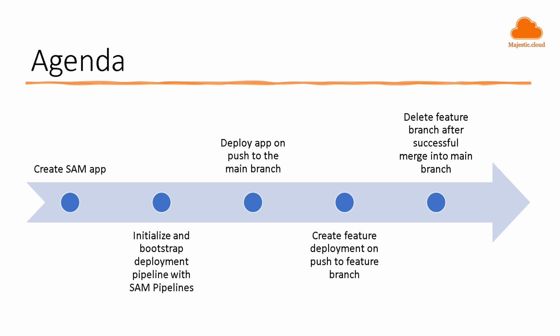Then we are going to see how we can create a feature deployment on a push to a feature branch. So we're going to create a feature branch, and whenever we do a push to that, a completely new infrastructure stack is going to be created for that particular feature. And after we are happy with that feature, we can merge it into the main branch, and we're going to execute a delete feature branch, and that feature branch and the infrastructure stack associated with that will get deleted. So that's the agenda. We're going to start with this in a minute.